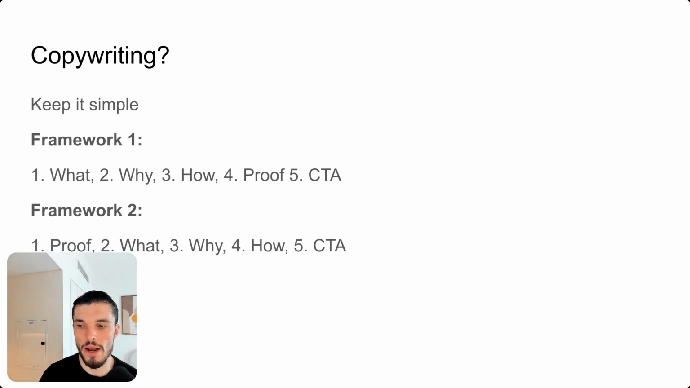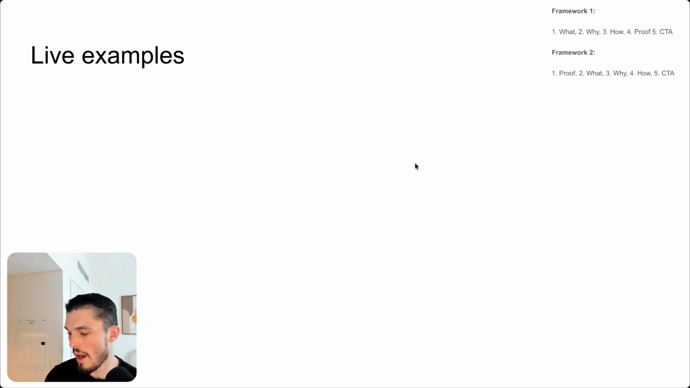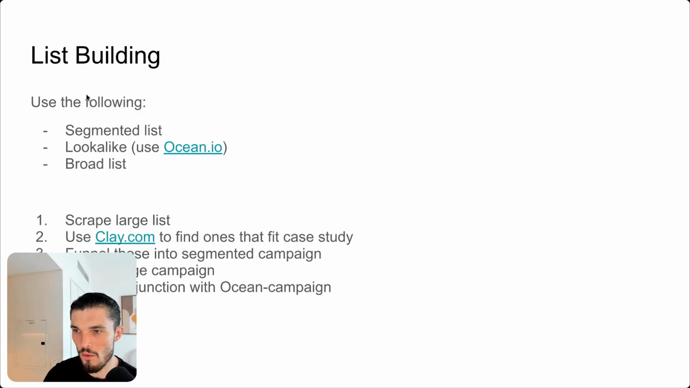The second framework here, again, we just switch it around. So we start with the proof. We see if the proof serves as a better hook than the what. And then you just do the same thing here. So these are two things that I would test initially for the copywriting. So if we have an example here, I'm going to go ahead and write them out here.